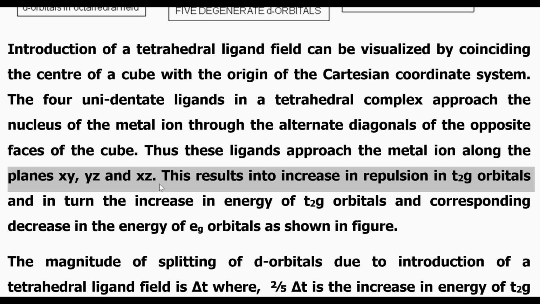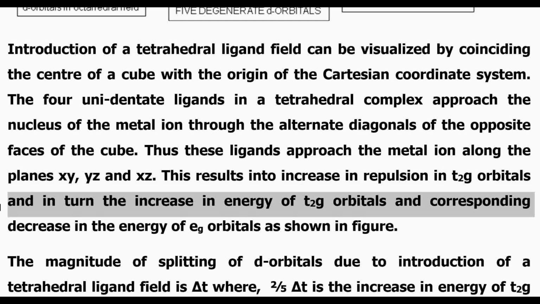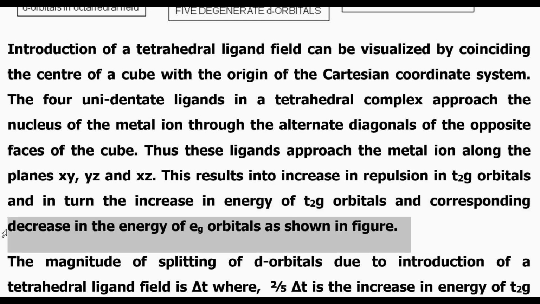ligands approach the metal ion along the planes, it results in an increase in repulsion in t2g orbitals, because these t2g orbitals are along the plane. dxy is in the xy plane, dyz is in the yz plane, and dxz is in the xz plane. So the t2g orbitals will face more repulsion, and therefore the energy of the t2g orbitals will be increased and a corresponding decrease will be observed in the energy of the eg orbitals.